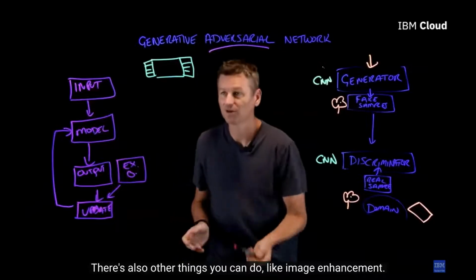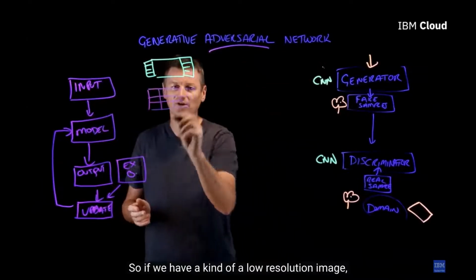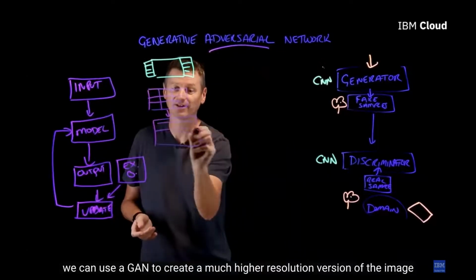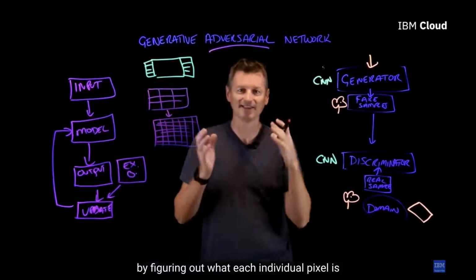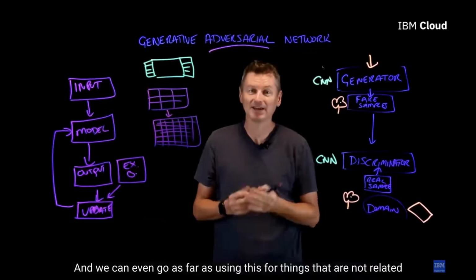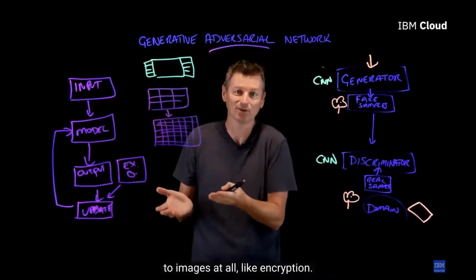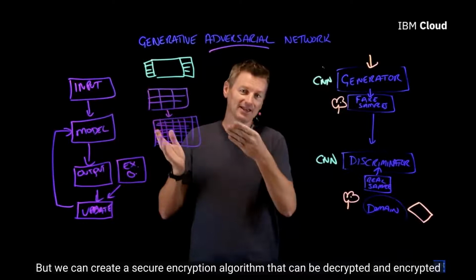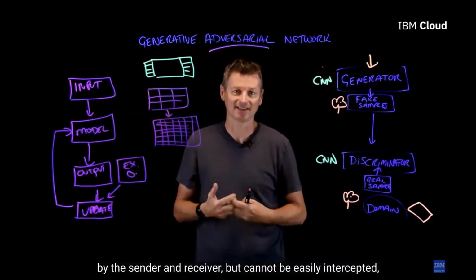There's also other things you can do, like image enhancement. So if we have a kind of a low resolution image, we can use a GAN to create a much higher resolution version of that image by figuring out what each individual pixel is and then creating a higher resolution version of that. And we can even go as far as using this for things that are not related to images at all, like encryption, where we can create a secure encryption algorithm that can be decrypted and encrypted by the sender and receiver, but cannot be easily intercepted.